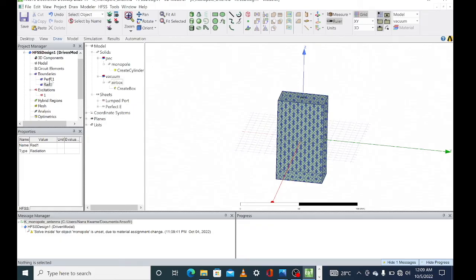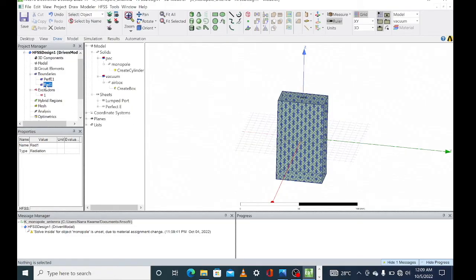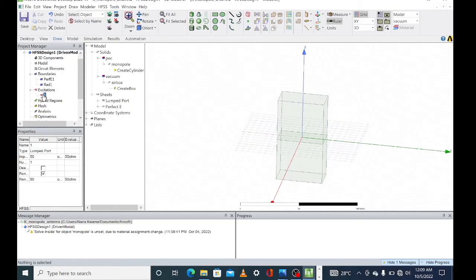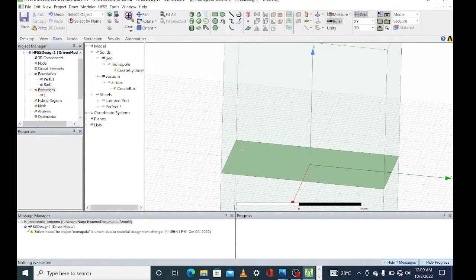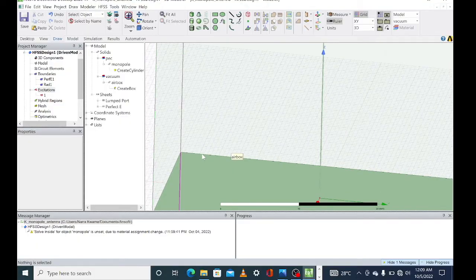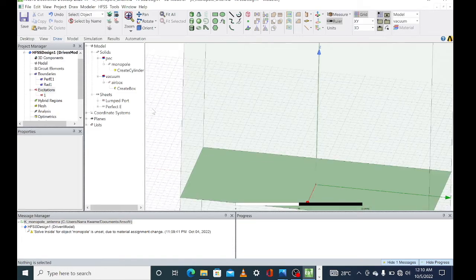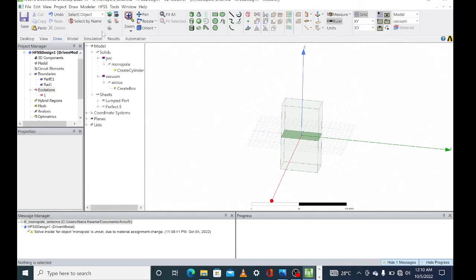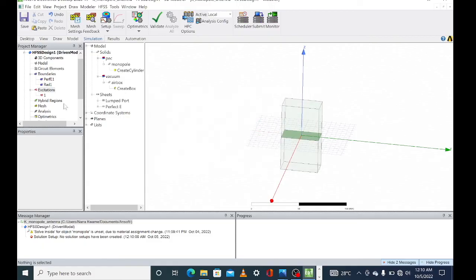I'm done. I have my perfect E to the ground inside, radiation, and excitation. I have to zoom before I can see. Yes, that is highlighted over there. So I will now check what I'm left with. So I'm left with analysis setup as usual.